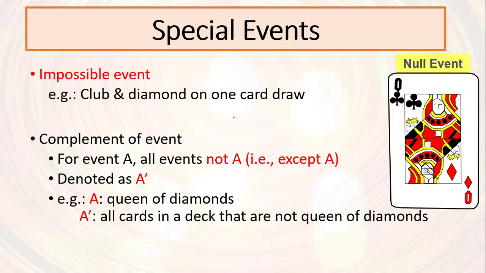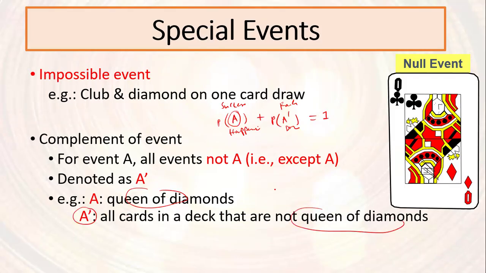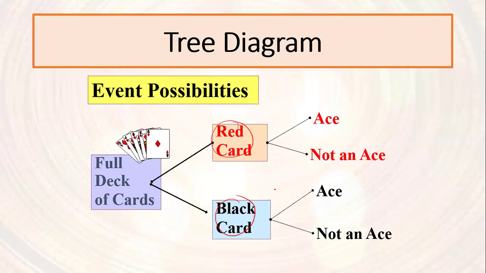Okay, so A is an event, and A complement means A is not happening. A is success, and A dash is failure. So A complement doesn't happen. So the probability of A plus the probability of A complement equals 1. Guaranteed, one of them is going to happen. For example, for the queen of diamonds, A complement is not the queen of diamonds. So not an ace.